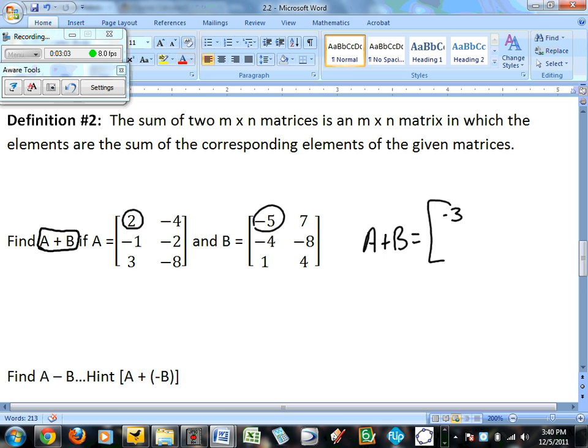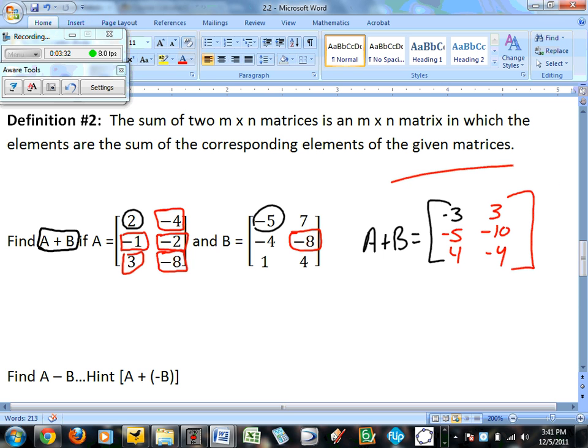Then if I move to the corresponding elements, -4 plus 7 is 3. Then again, corresponding parts here. -1 plus -4 is -5. -2 plus -8 is -10. 3 plus 1 is 4. -8 plus 4 is -4. So now we have a new matrix, and that is A and B added together.